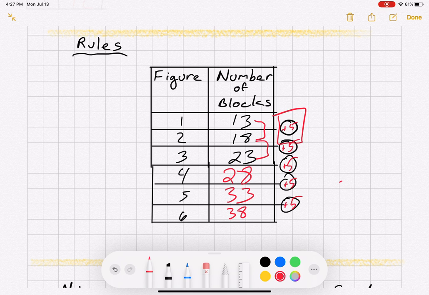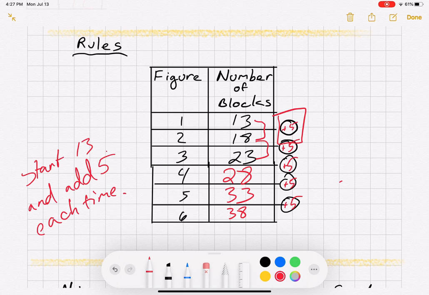And so the rule would be, for this, what do you think the rule would be? So you would start, I'm starting at 13, right? And add 5 each time. And if you wanted to be very specific, you should say 2 towers only, but that's okay. This is absolutely fine.